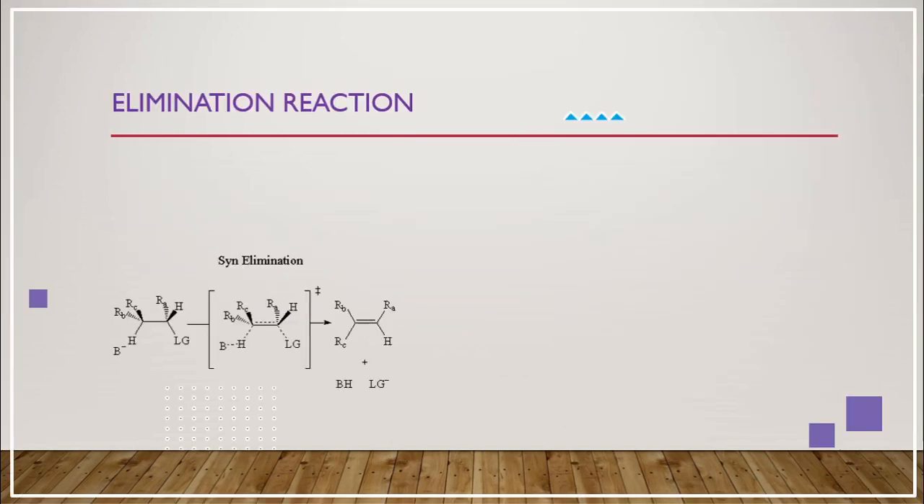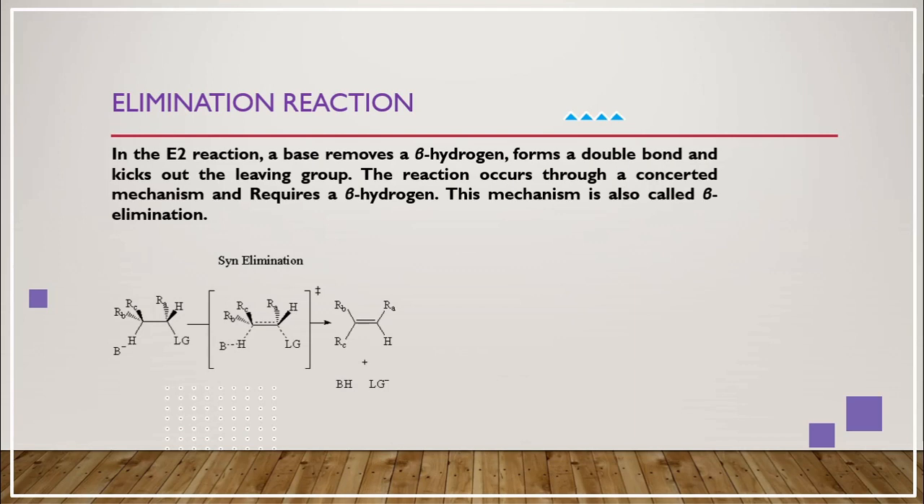Let's look into another type of reaction called elimination reaction. Now, in an E2 reaction, the base tries to remove a beta hydrogen and forms a double bond and kicks out the leaving group. The reaction occurs through a concerted mechanism and requires a beta hydrogen. This elimination is also known as beta elimination reaction.